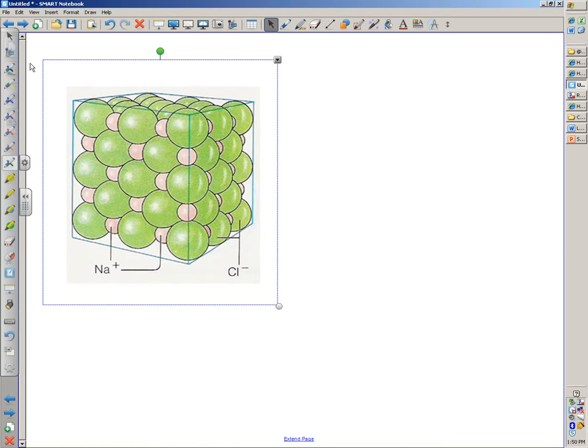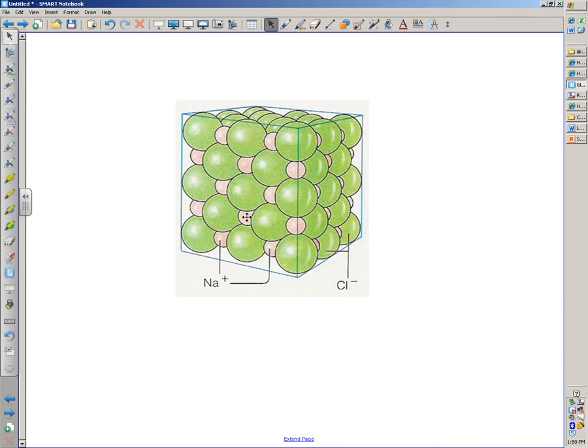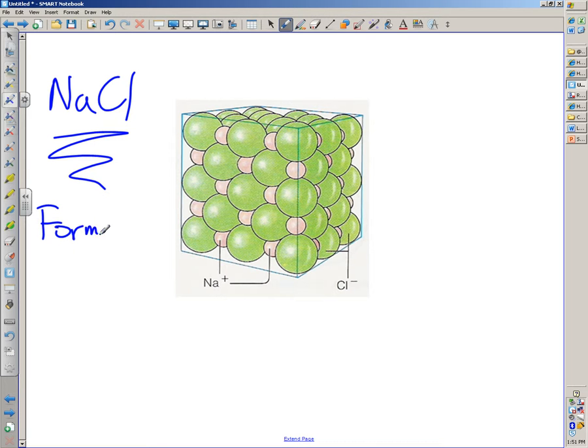But if we look at this, this is a crystal of NaCl. Within this crystal, there will be just as many sodiums as there are chlorines. This we call the formula unit. And that tells us the ratio of cations to anions that shows up in the crystal. Does that make sense?